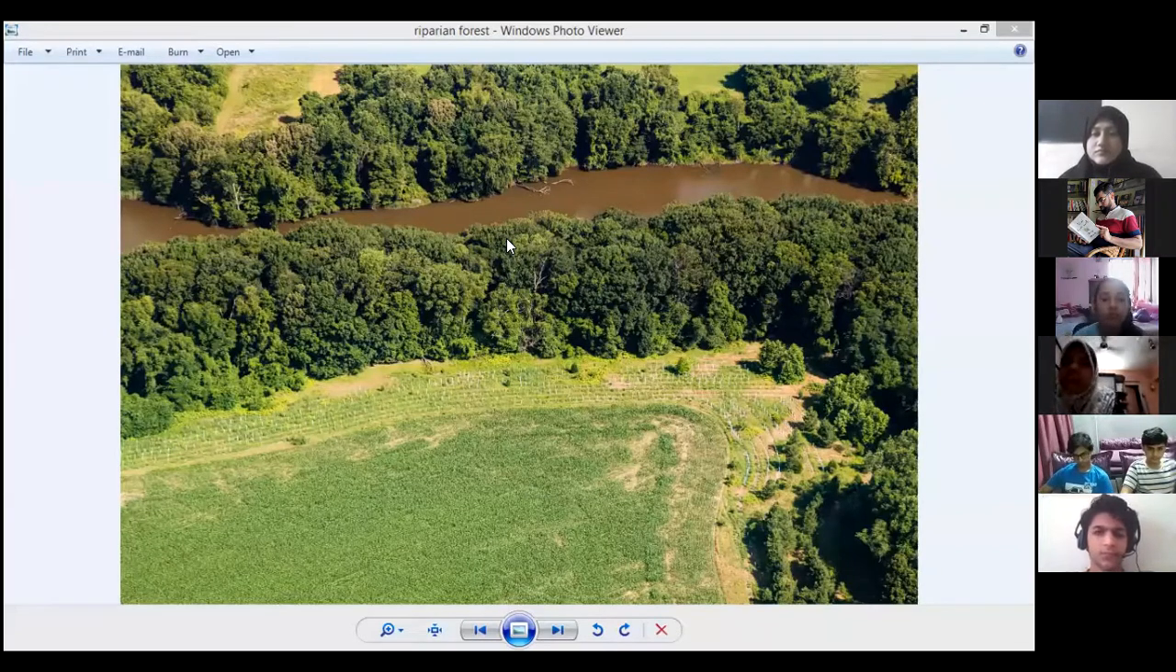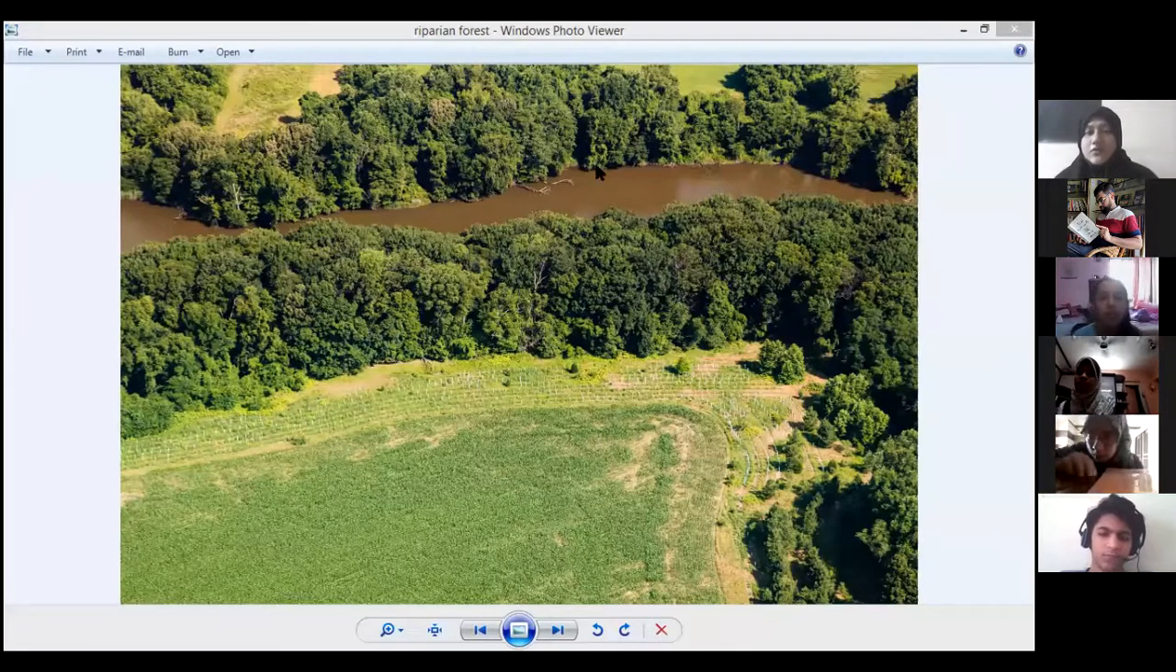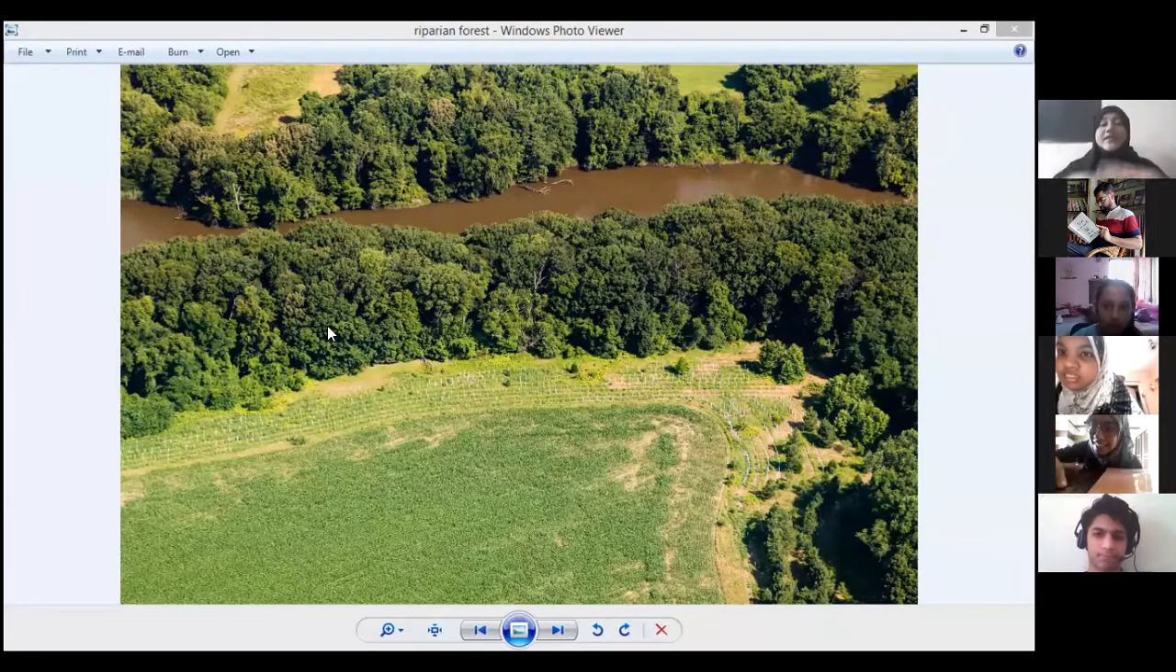That the water is very dirty. Okay, there is a stream and the water is extremely dirty. And there are trees. There are trees on both sides of the creek. But in the middle, there is only grass.